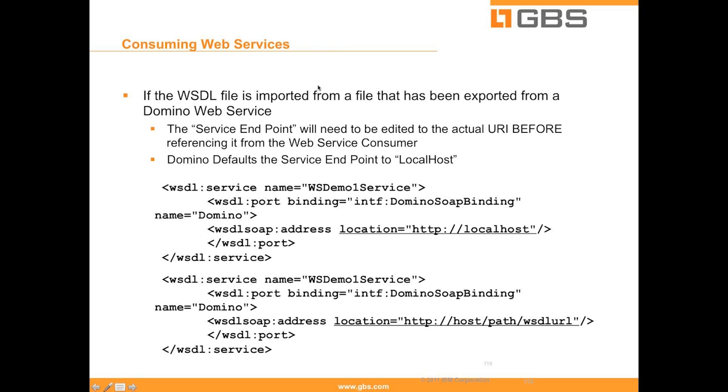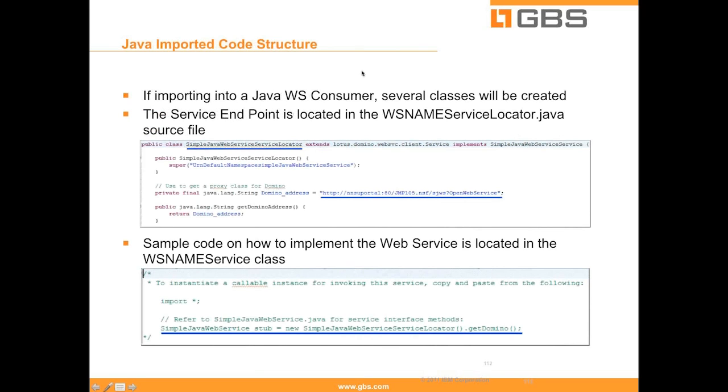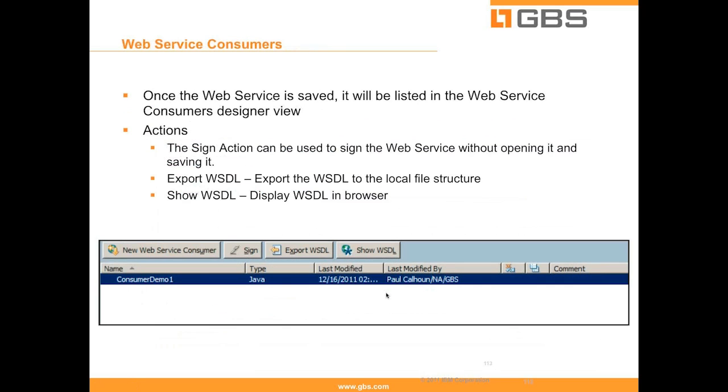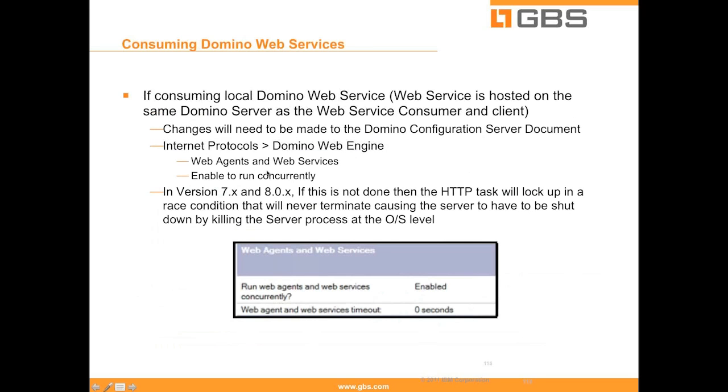existing web service, but when you pull that in, one of the things that you're going to want to know is not only can you change the service endpoint, but on the server itself, you don't have to worry about the Domino server doing that. But if you're actually consuming Domino web services from Domino, then you want to make sure you've gone into the server document and say run web agents and web services concurrently is enabled.